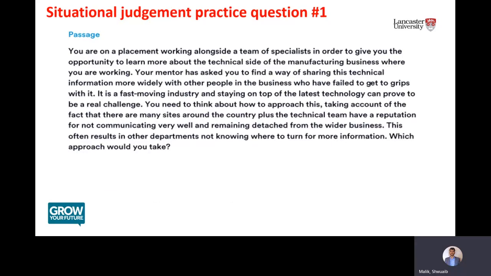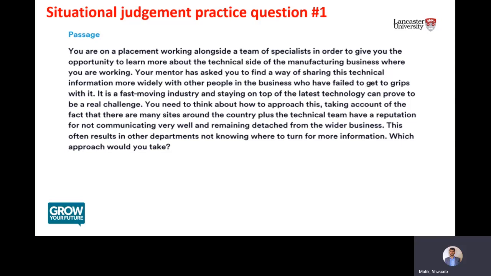Now on to the final type of practice test, which is a situational judgment test. These are probably, along with numerical reasoning tests, the most common type of test you will come up against in your application processes and in psychometric tests. What they are is they put you into a scenario that you will likely come up against on the job that you are applying for.